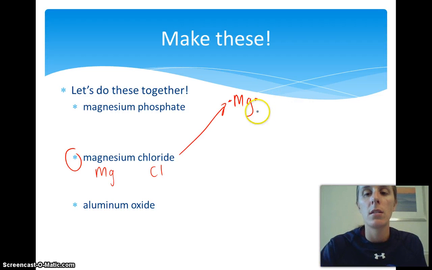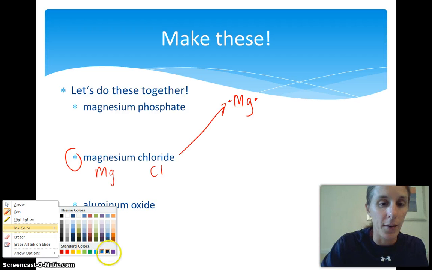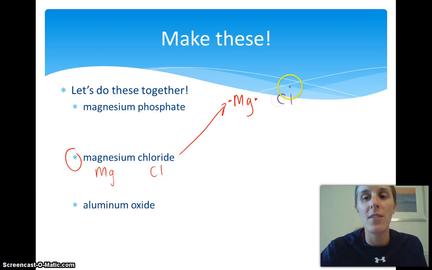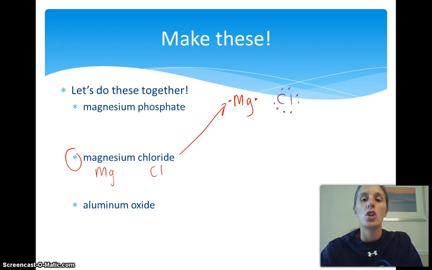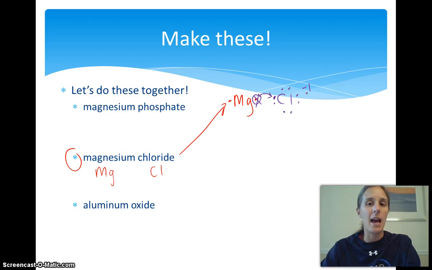Our chlorine, I don't want to use blue, it's going to get lost up there. Let's use purple. My chlorine comes from the 7th column, meaning it only needs 1 more electron to be octet happy. So if we look at the magnesium, it has 2 electrons it wants to lose, but this chlorine atom only wants to gain 1 electron. So the magnesium can transfer its electron to the chlorine, making the chlorine a -1 atom and totally octet happy.